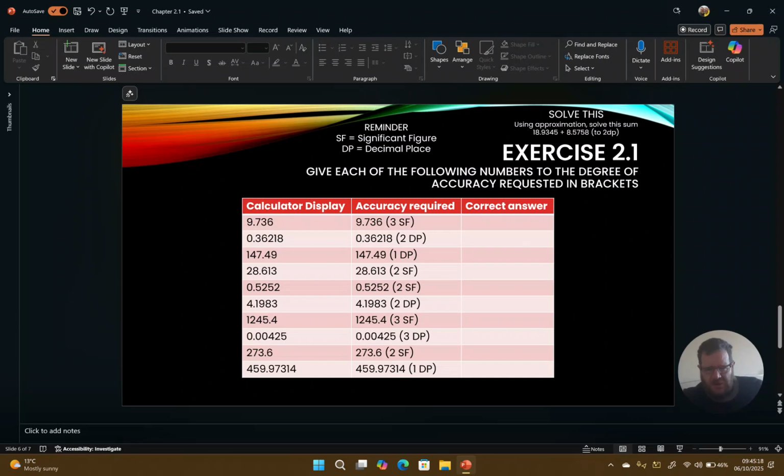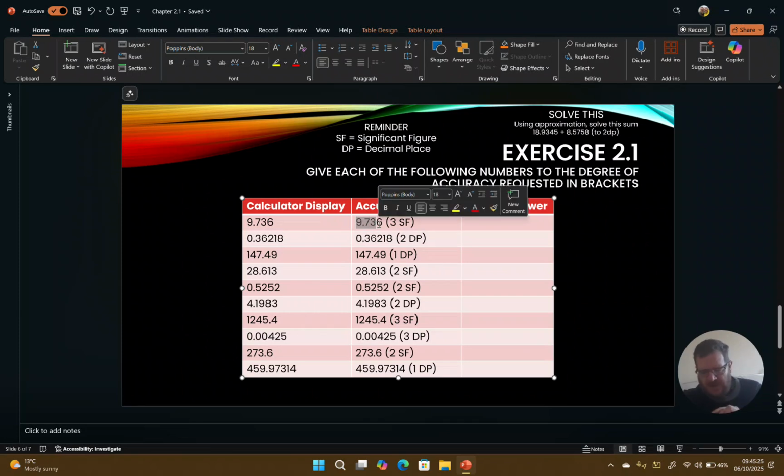We've got the accuracy required in each one, so let's round up to 3 significant figures. Anything that I put in bold will be what we're rounding up, and the number that's underlined is the one that we're looking at. So I'll put a 9.7 because that's part of the answer that we're looking at.